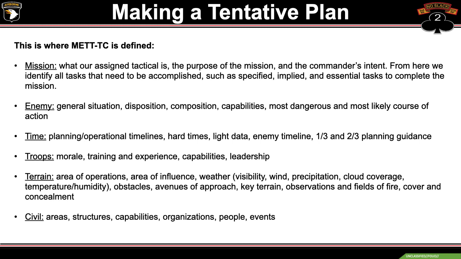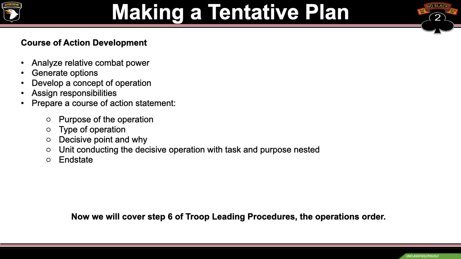Any obstacles, avenues of approach, key terrain, observation, fields of fire, and then cover and concealment in the area. Just what are we likely going to see when we're actually out there? And then civil considerations would be the areas around us, any structures, capabilities, organizations, people, events, stuff like that. That's going to have an influence on the operation.